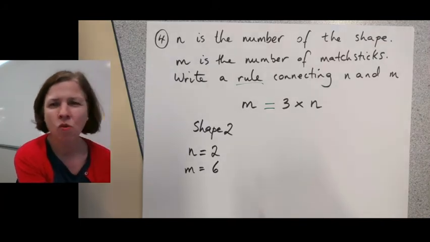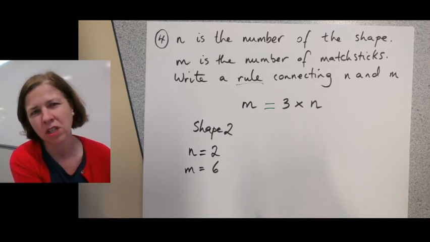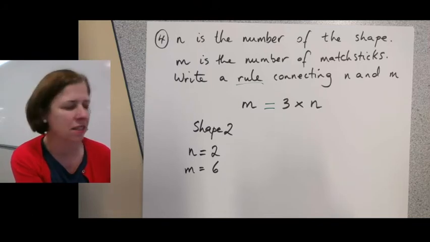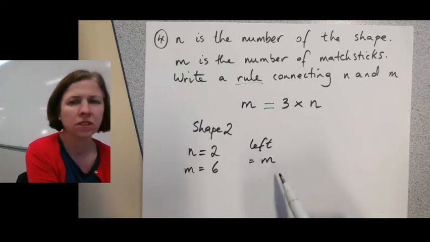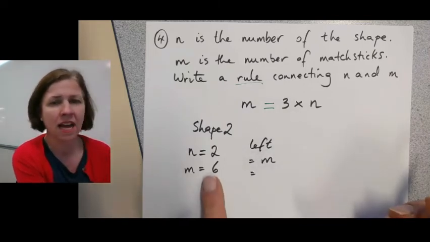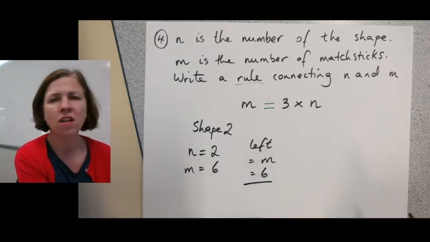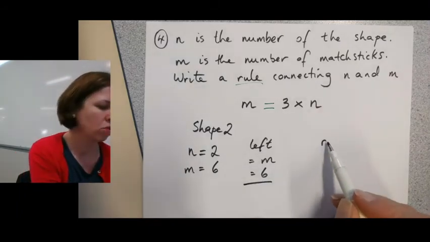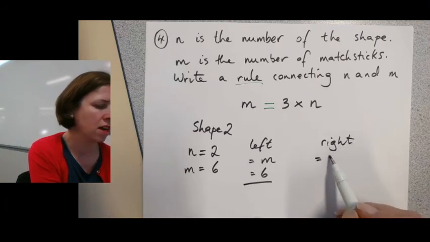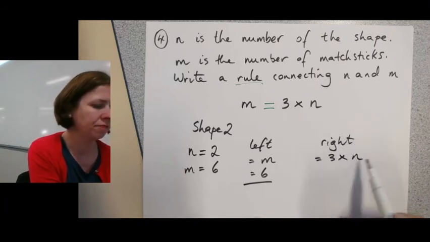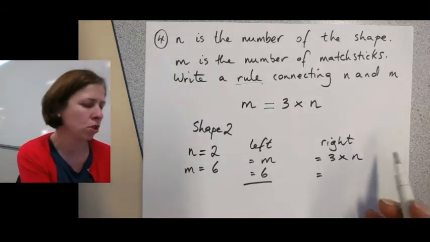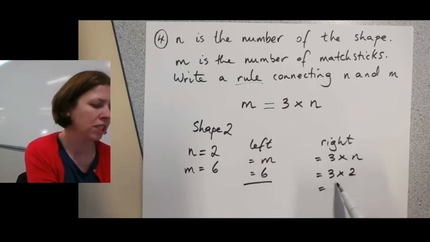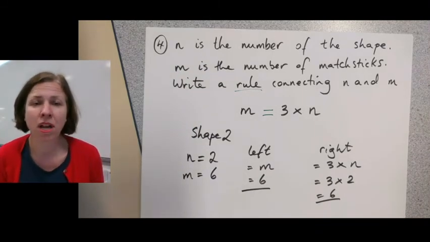So I'm going to write down what I get on the left side of that equation and what I get on the right side of that equation using those numbers, and see if I get the same answer. On the left, I get M, which I've already worked out has to be 6. What about on the right? On the right side, I get 3 times N. N is 2, I already decided that because I'm checking it with shape 2. So that's 3 times 2, which is 6. So they're equal. That means my equation works.